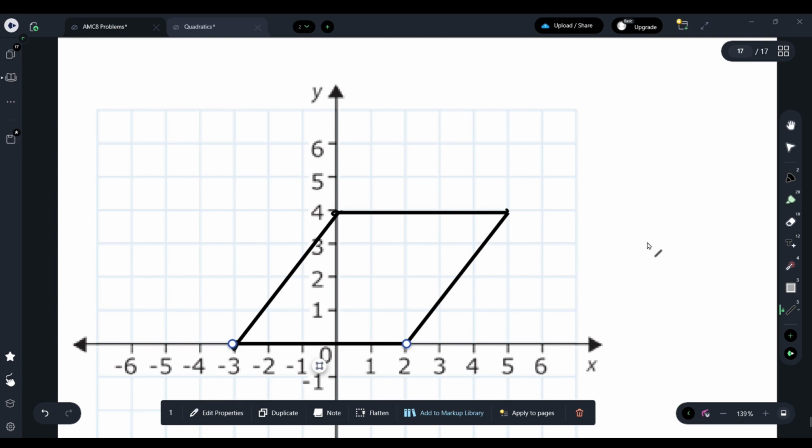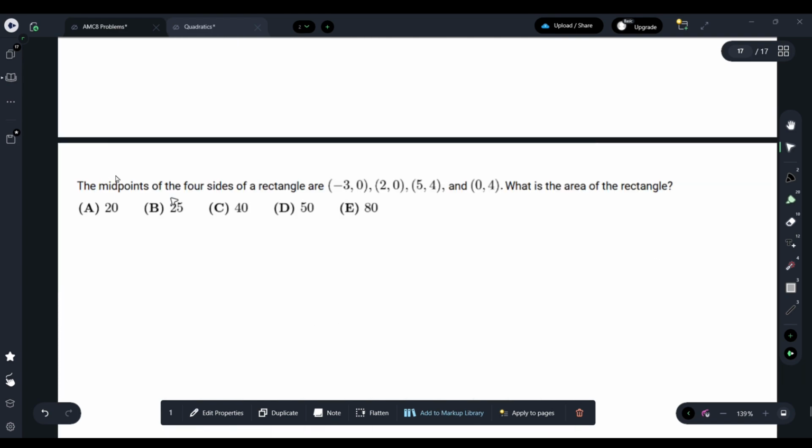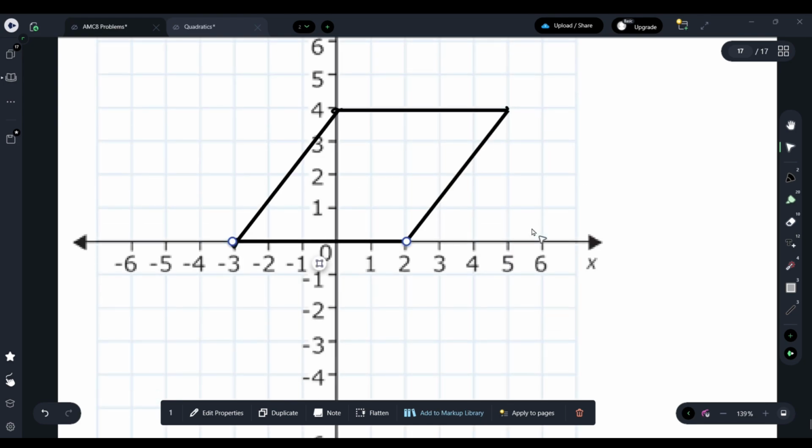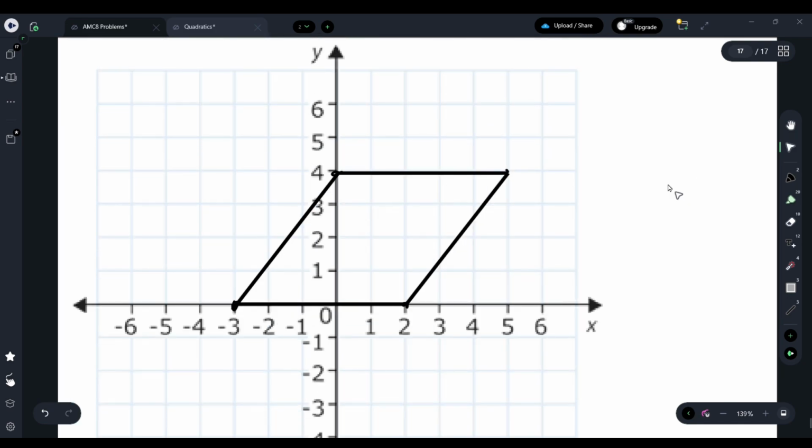One of the biggest parts of this problem is to notice that it says these are the midpoints of the sides. One solution that would be wrong, that is made a lot, is what if you find the area of the parallelogram instead of the whole rectangle? So let's try to visualize this and find what the rectangle would look like.